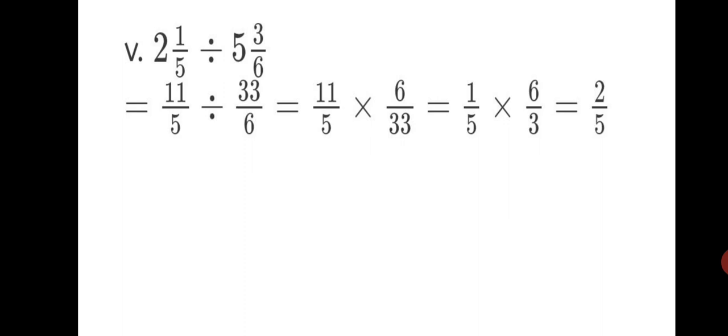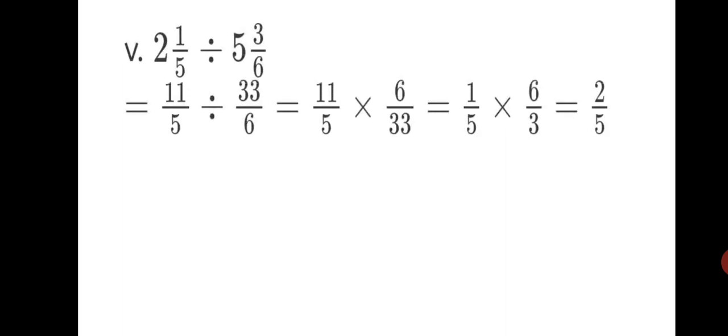So see the next step. 1 upon 5 into 6 upon 3. Can you reduce further? Yes. 3 1s are 3 and 3 2s are 6. So final answer, 1 into 2 is 2 and 5 into 1 is 5. So 2 upon 5 is your final answer. Not all steps are shown here. You can definitely show the reduction using tables.